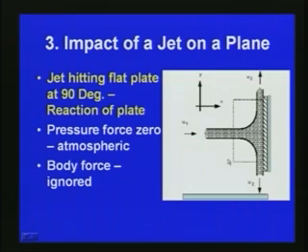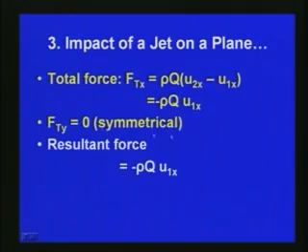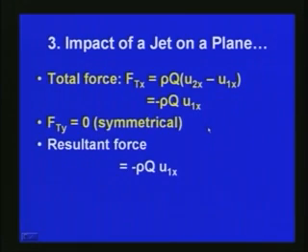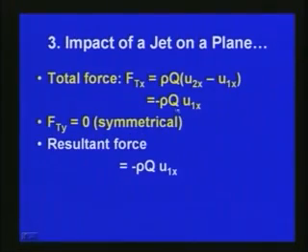With the body force ignored, we get the total force here. The velocity of approach of the jet is u1, and after hitting the flat plate the velocity is u2, in the upward and downward directions. Now the total force Ftx is equal to rho q multiplied by (u2x minus u1x). So we are finding the force in the x direction. Ftx equals rho q into (u2x minus u1x), where u2x is the velocity in the x direction after the jet has impinged on the plate, and u1x is the velocity of approach.